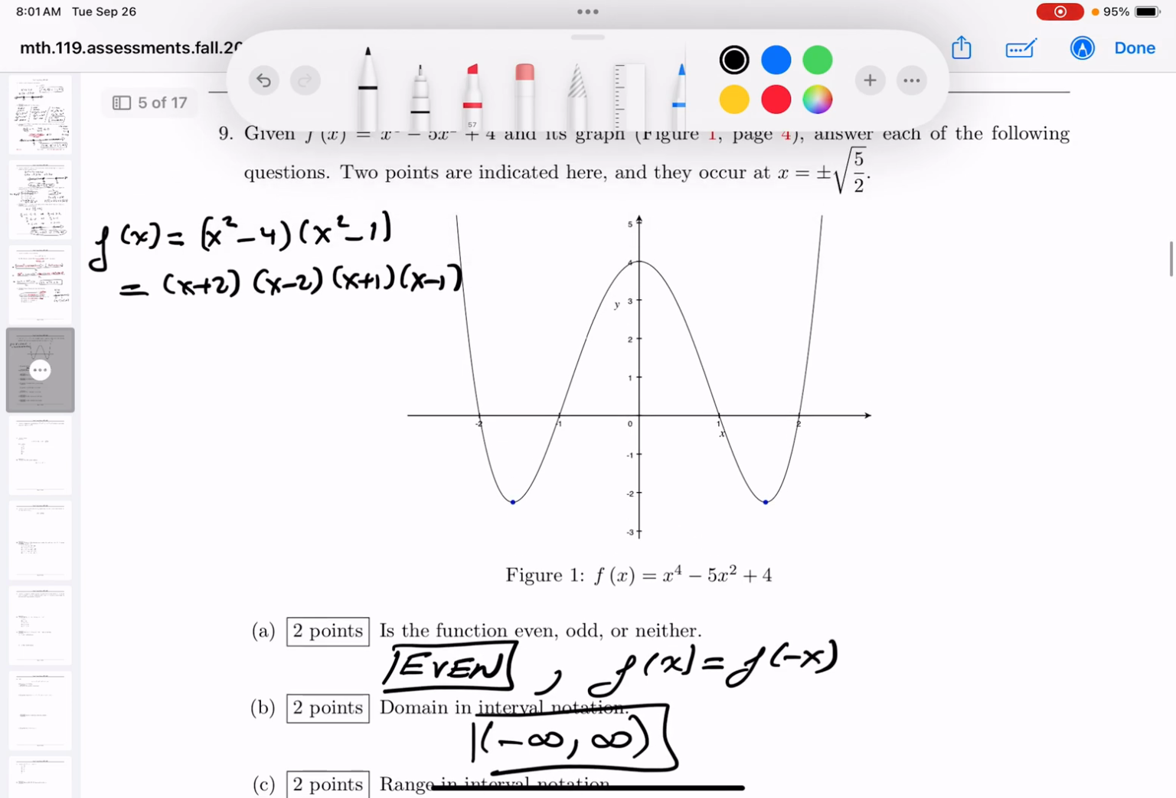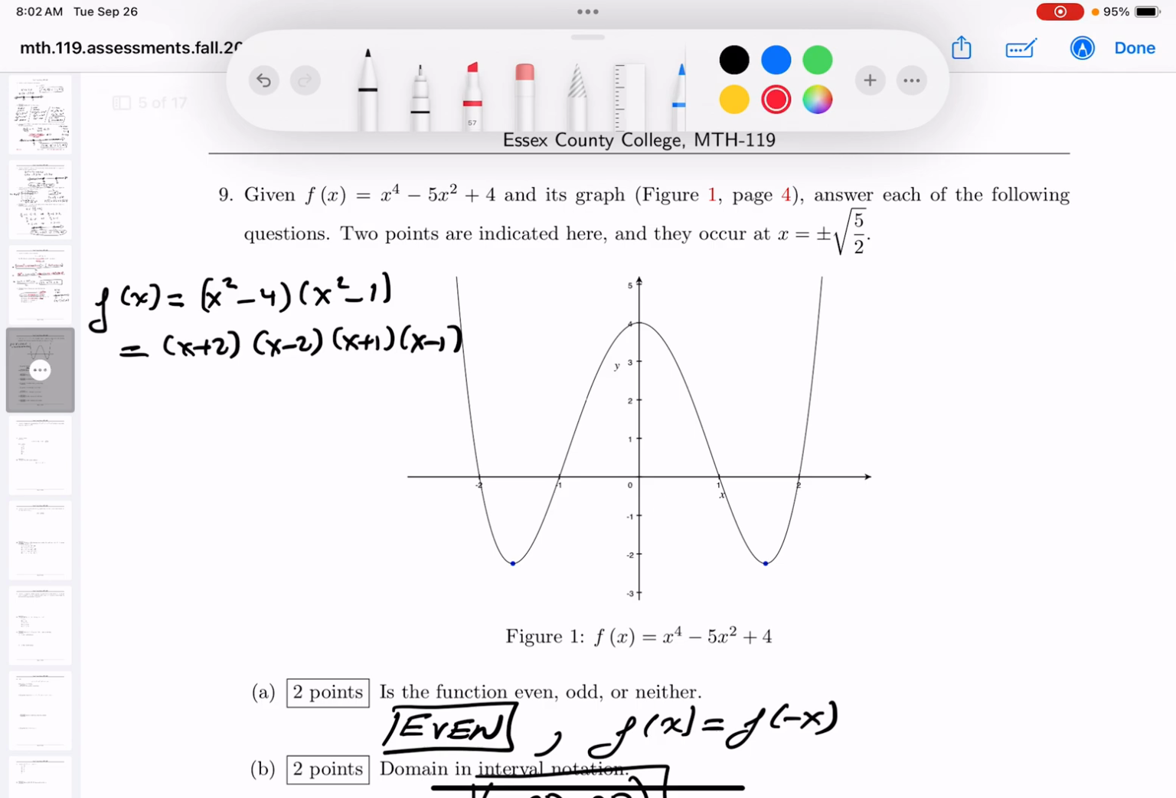Range is a little more difficult, but I am looking at a picture, and I want to point out that in reading it, they tell me these points that they're indicating occur here. So I want to go through that with you. This point over here is minus root 5 over 2. And I want to talk about the evaluation of the function at those values. By the way, this point over here is root 5 over 2.